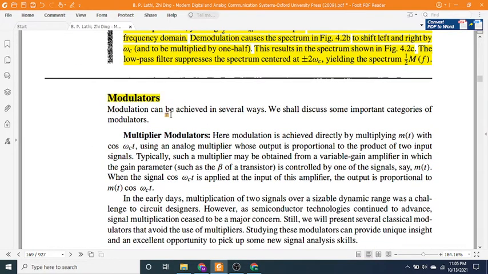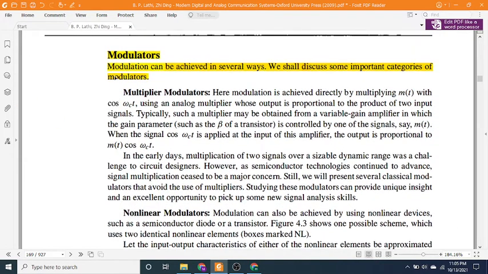Modulators. Modulation can be achieved in several ways. We shall discuss some important categories of modulators. Multiplier modulators. Here modulation is achieved directly by multiplying m(t) with cos ωc t, using an analog multiplier whose output is proportional to the product of two input signals.